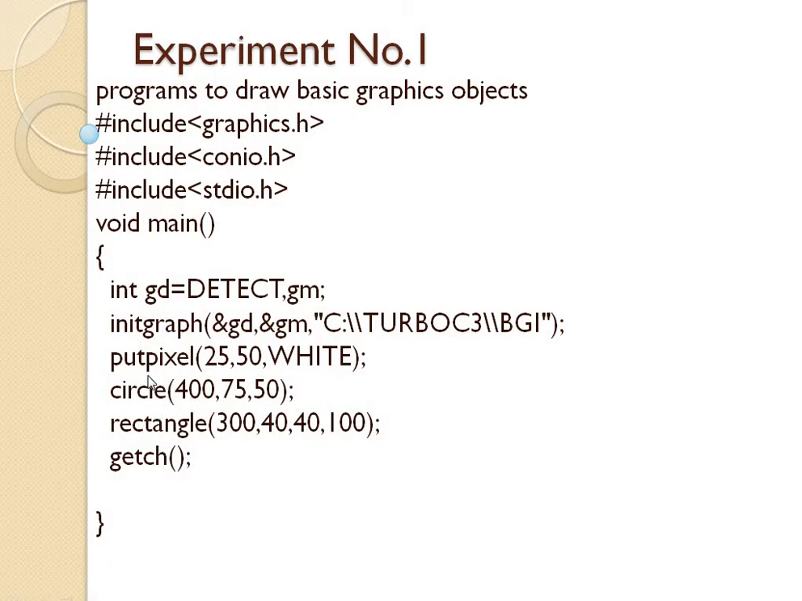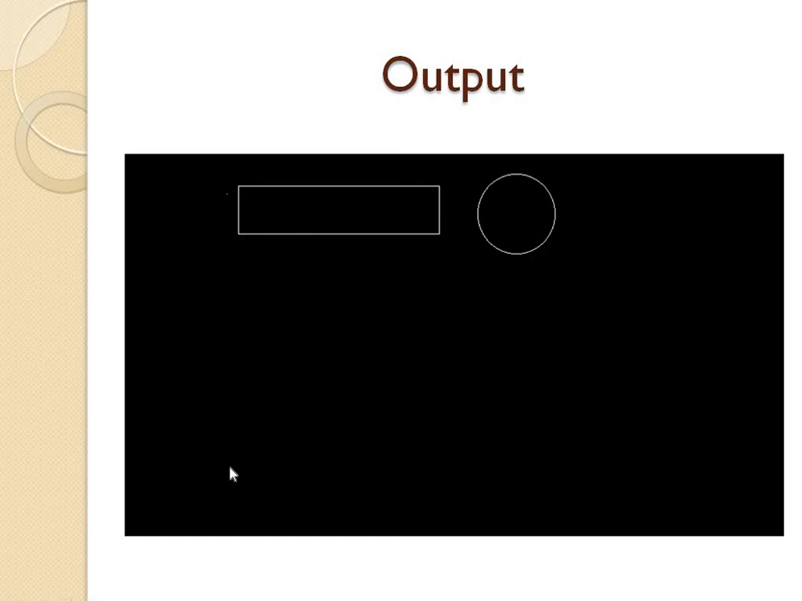So in the putpixel function, we first pass the parameters, that is the x coordinate, the y coordinate and the color of this pixel. Our x coordinate is 25, then y coordinate is 50 and the color is white, so the pixel is displayed in a white color. Then another function is the circle, that we see over here.